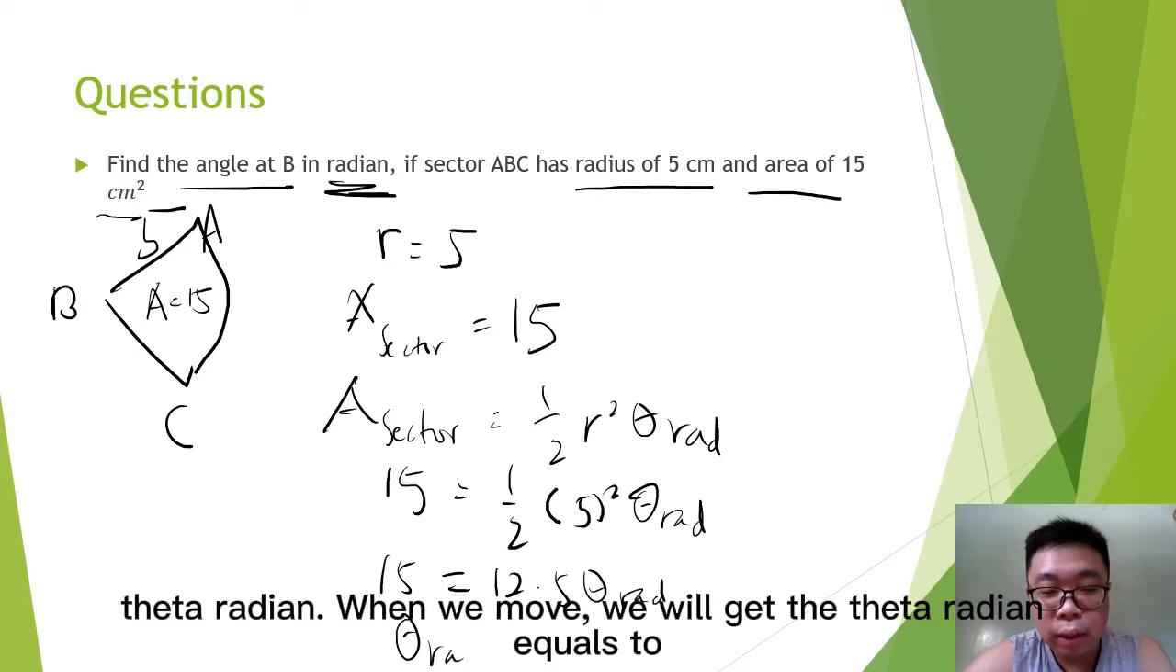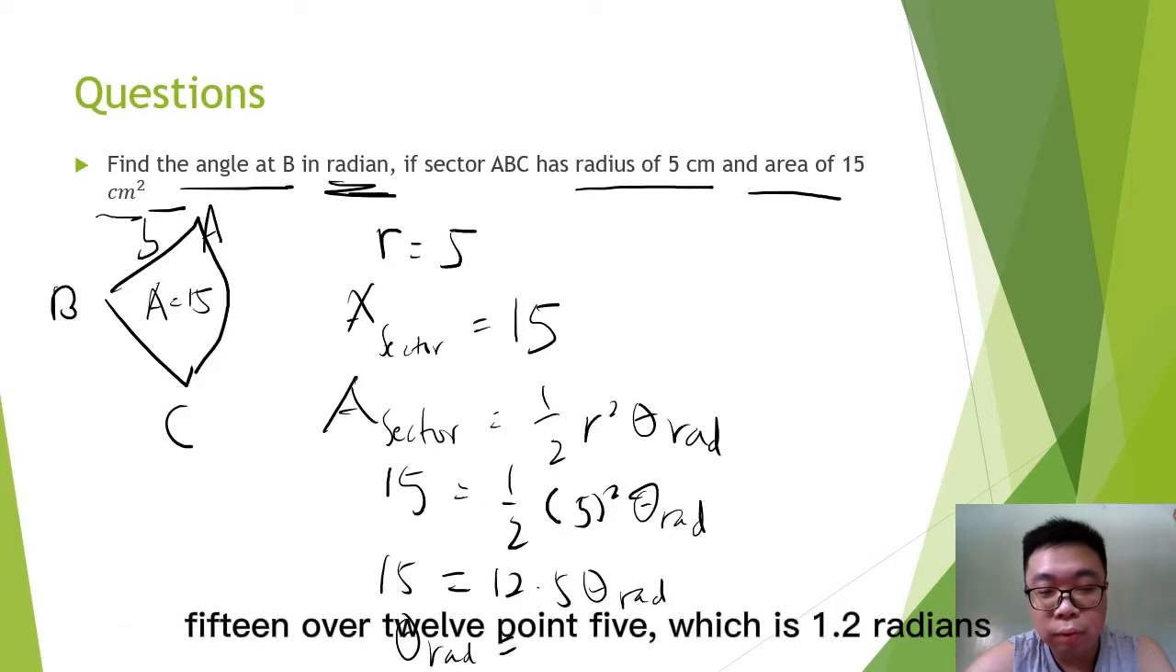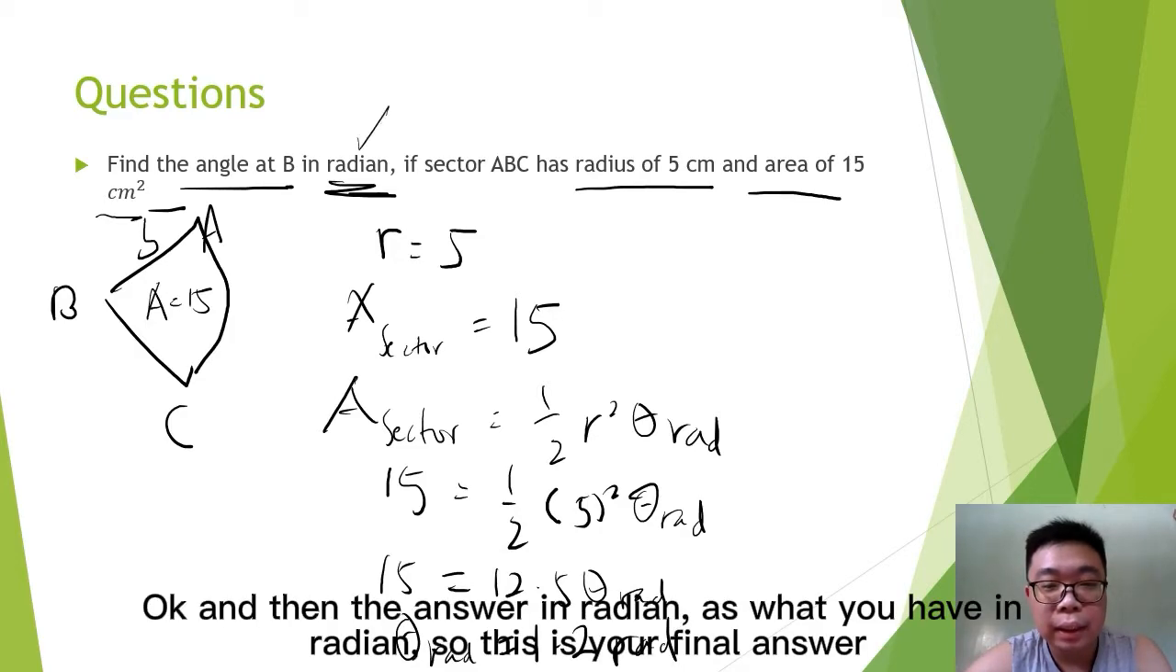And then you solve, and you will get the answer. Theta radian equals 15 over 12.5, which is 1.2 radian. Okay, the answer in radian is what you have in radian. So this is the final answer.